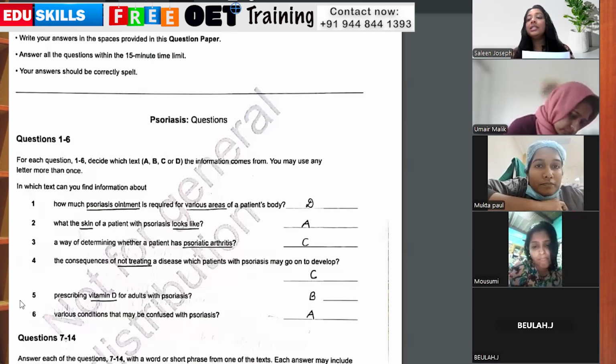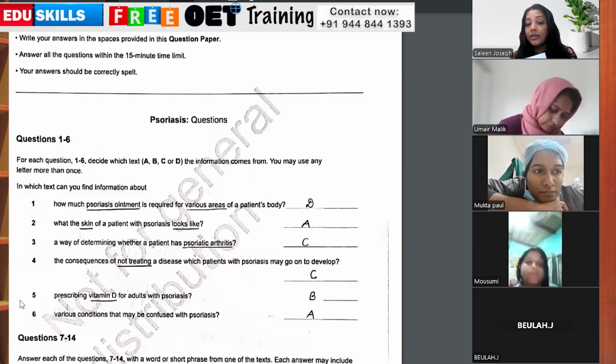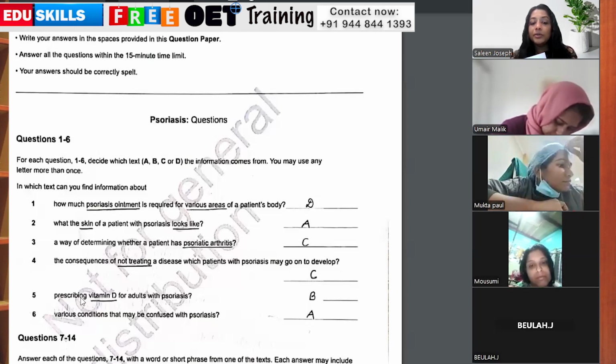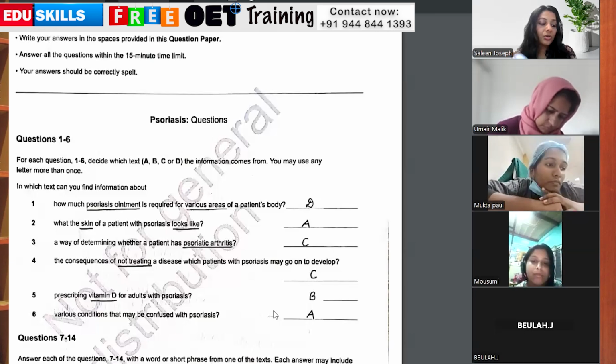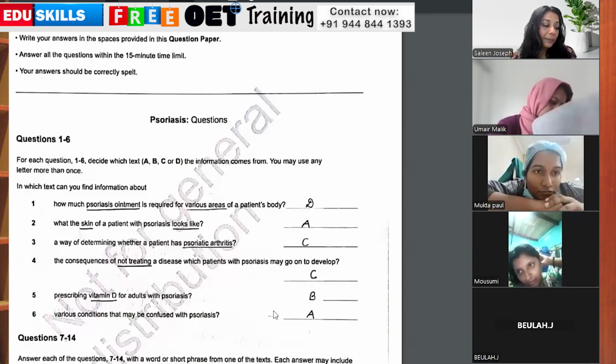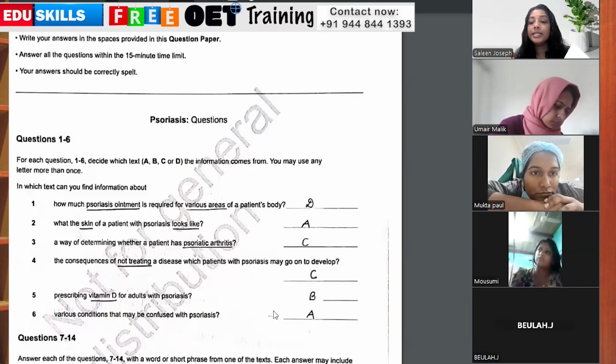Sorry, non-treating in the question statement, but in the text it is untreated. Both are the same, but the words are different, so they have used synonymous language here. Now, prescribing vitamin D, we know that it's from B. Then various conditions; again, they have discussed many conditions in text A. So the answer is A, because cutaneous psoriasis, palmoplantar disease, guttate psoriasis, generalized pustular psoriasis. So many disease conditions they have discussed in text A.